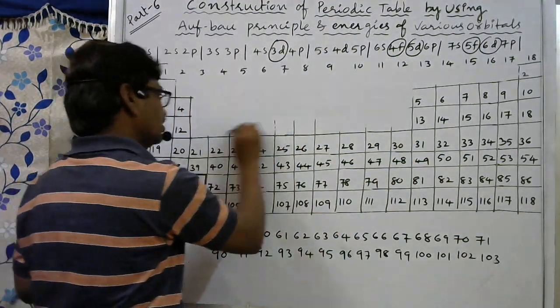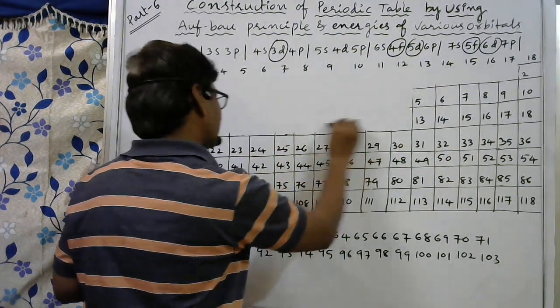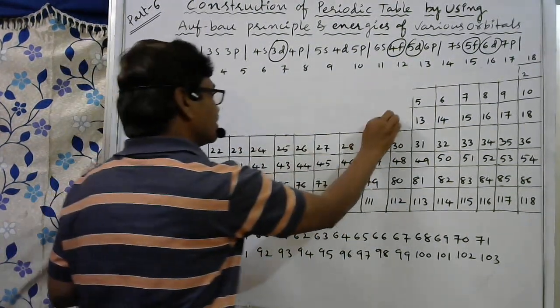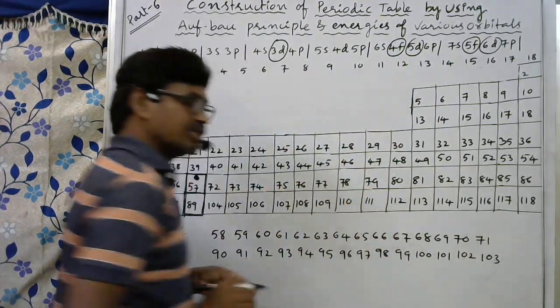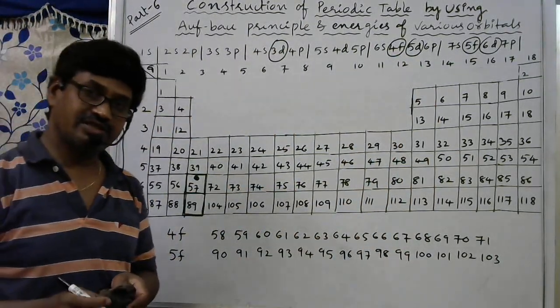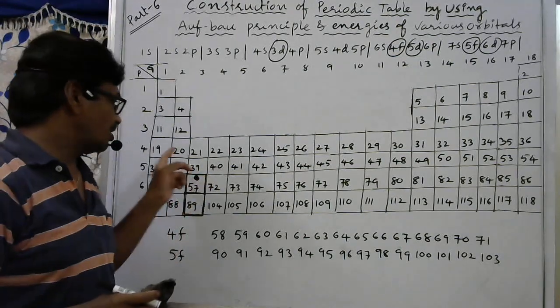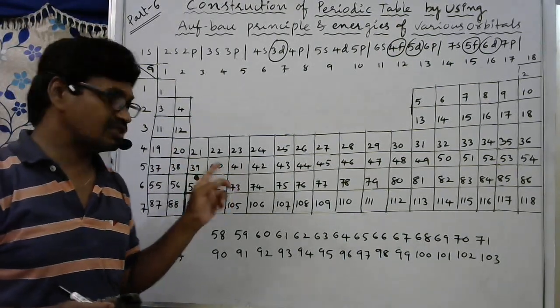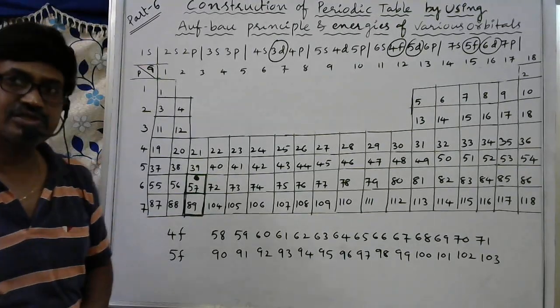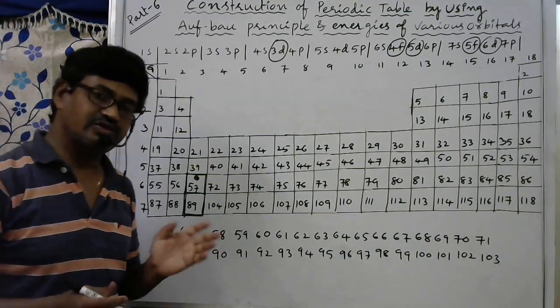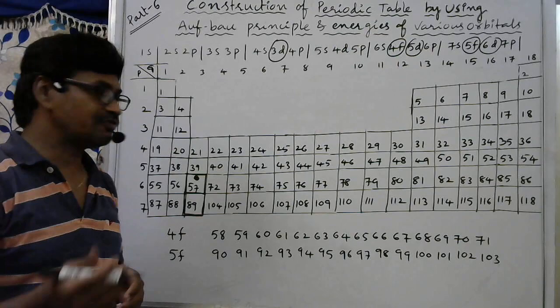This is the modern periodic table. After that, you can write the names of these elements. Up to 30 I have already given with atomic numbers, and in previous sessions I also gave atomic numbers and atomic weights, again up to 30.